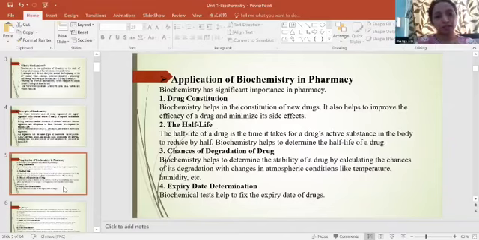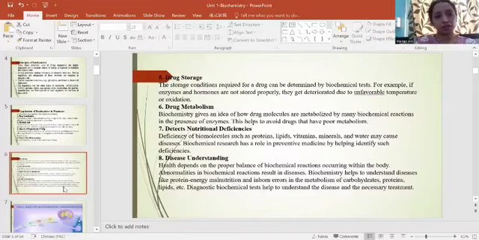The next application is the biodegradation of the drug. Biochemistry helps to determine the stability of a drug by calculating changes in its degradation with changes in atmospheric conditions like temperature, humidity, etc. It also helps to determine the expiry date for drugs. The next one is drug storage. Biochemistry can help to determine the storage conditions of any drug.